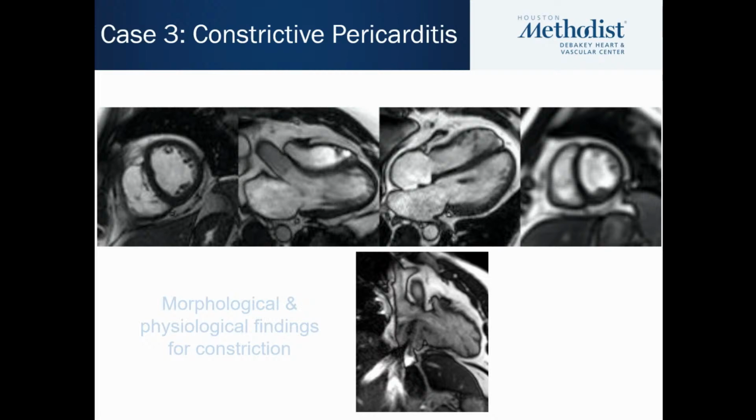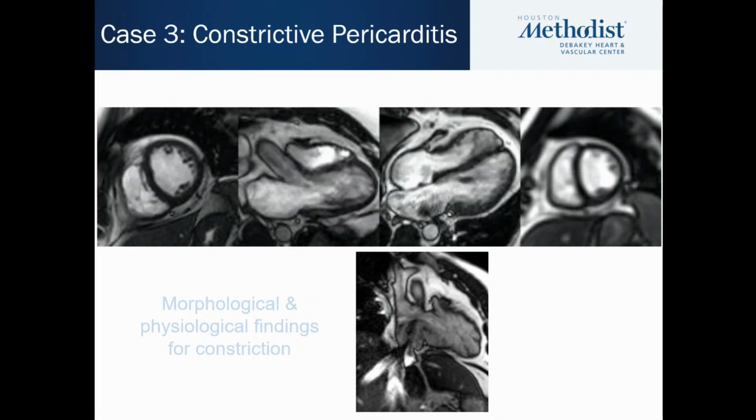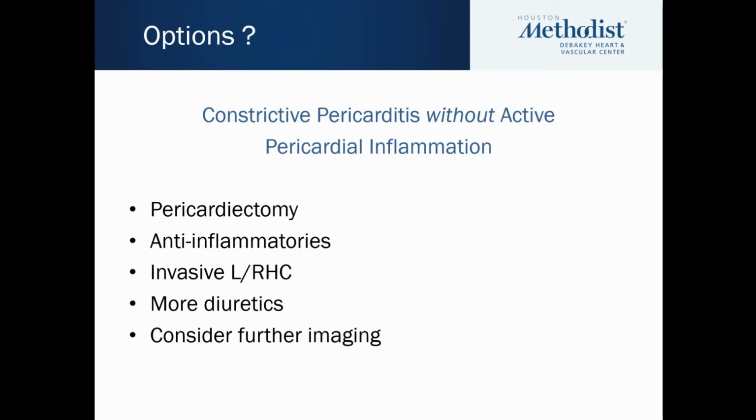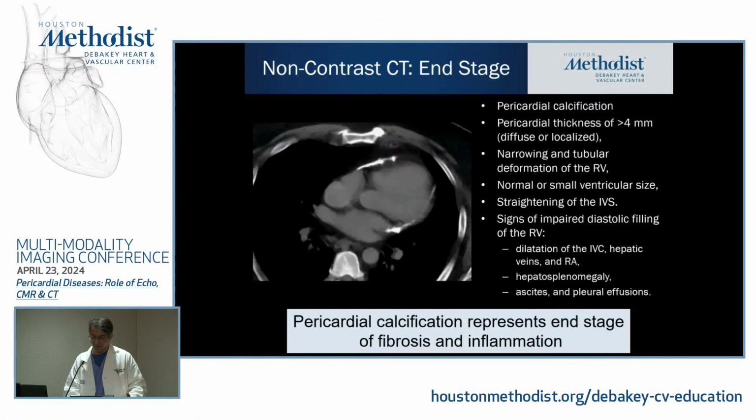Here's another case, same thing: tubular-shaped ventricles, all the things that Maan had also mentioned, the septal bounce. You do your edema imaging and LGE, and this time nothing turns up bright. What would you do in this particular case? So here I hope you understand that anti-inflammatories don't have a role.